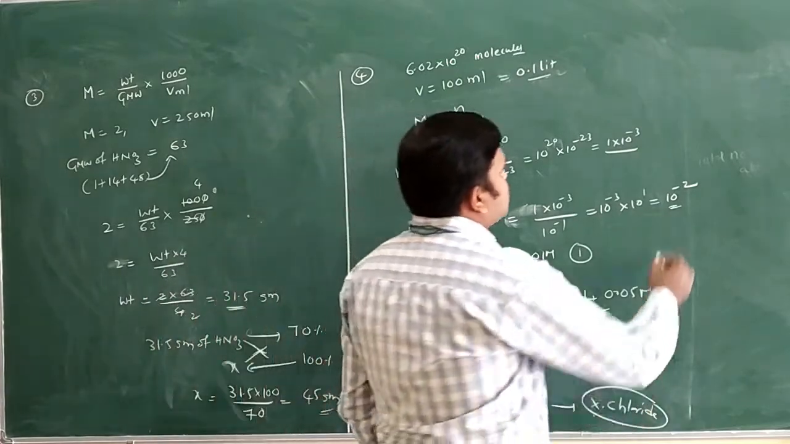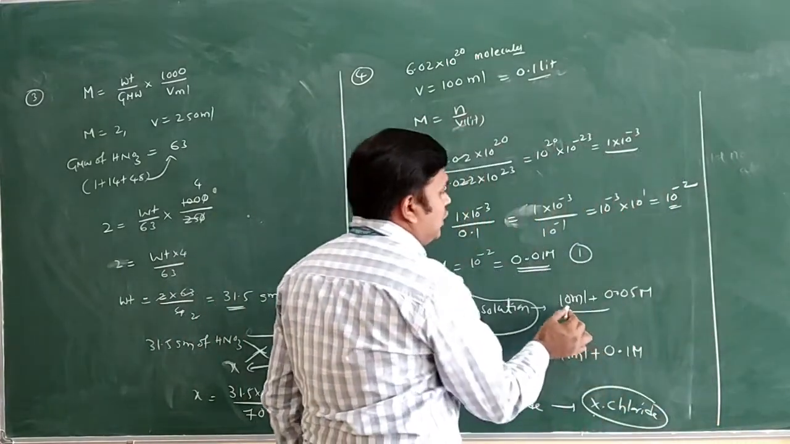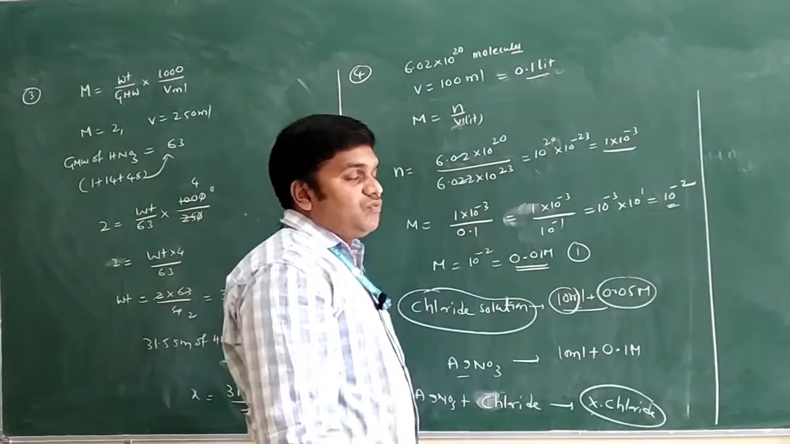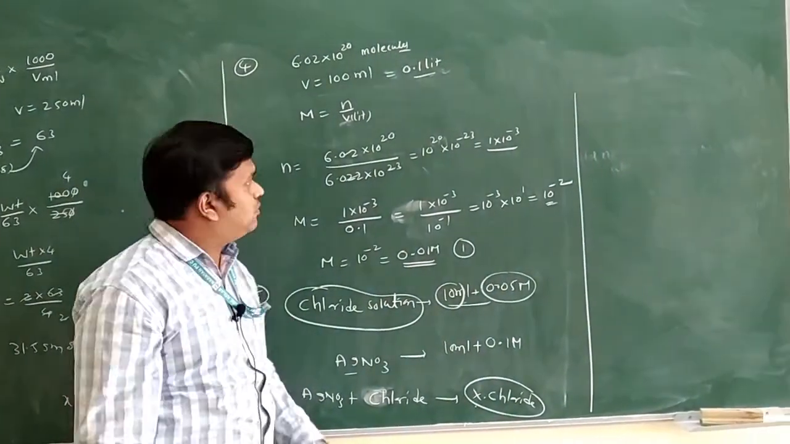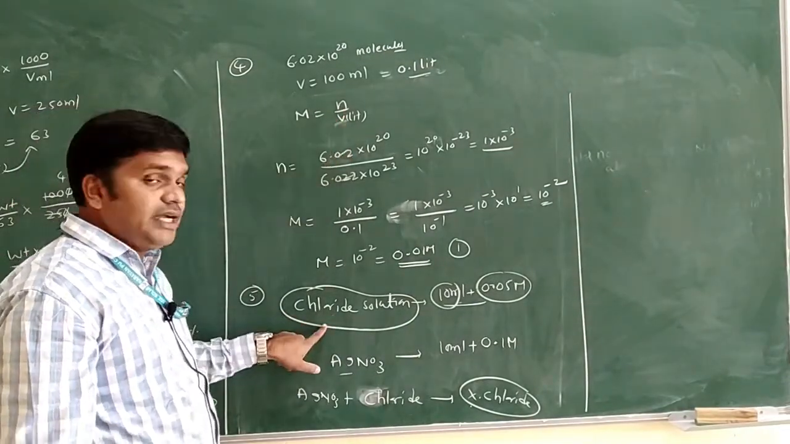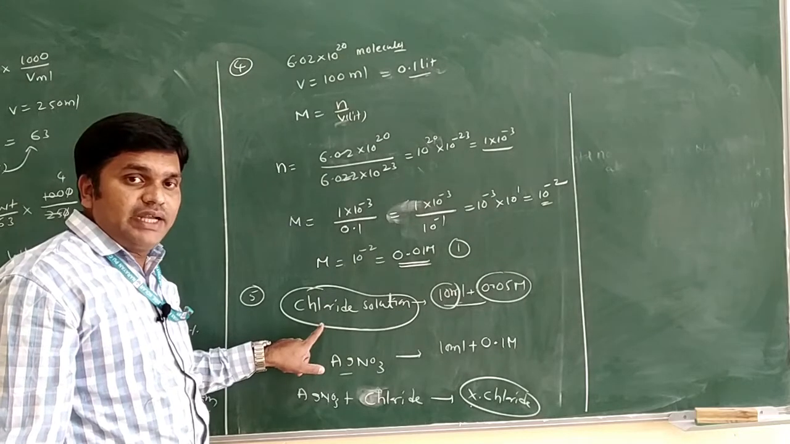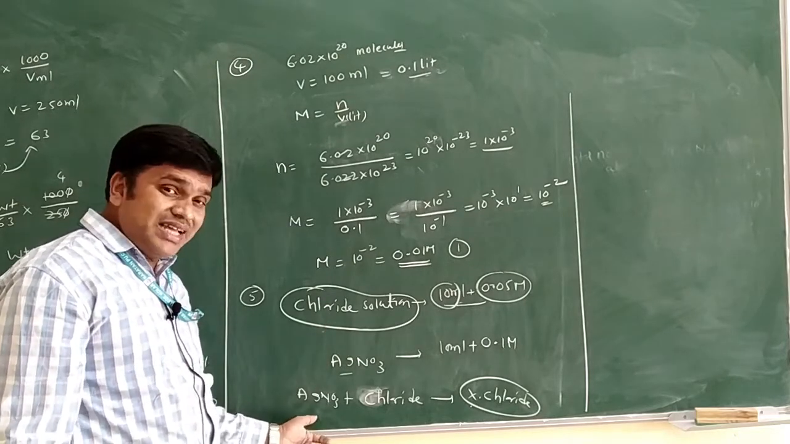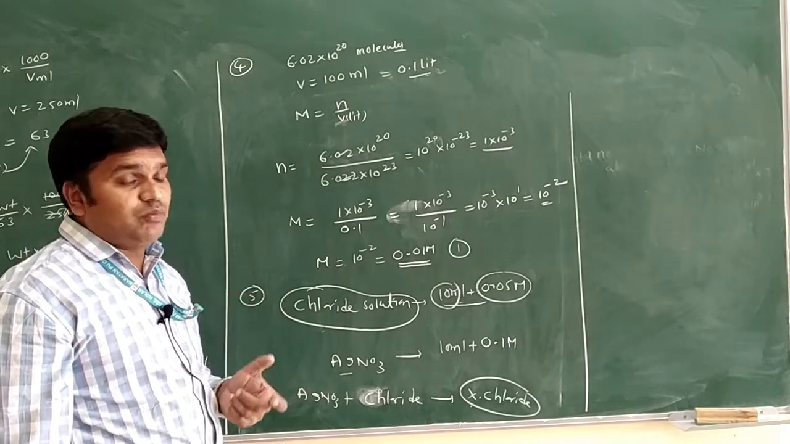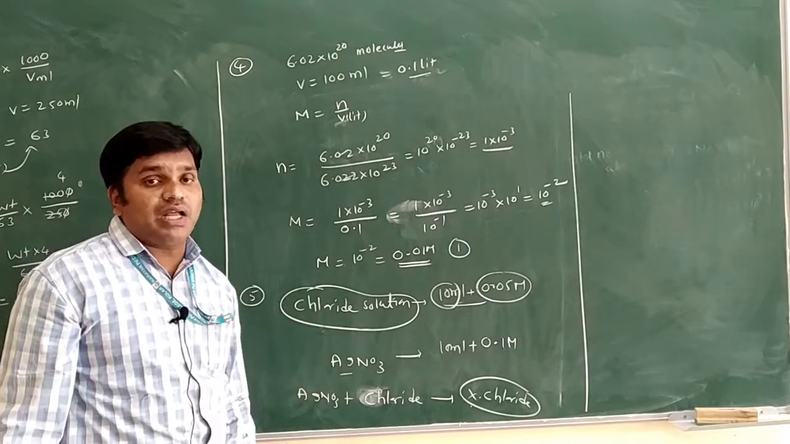Clear? From this what do you have to find here? They gave volume and they gave molarity. From this you can find out the number of moles by using what formula? M is equal to n by V. So we can find out the number of moles of the chloride and the number of moles of Ag plus, and compare them. You will get the formula of the chloride only.